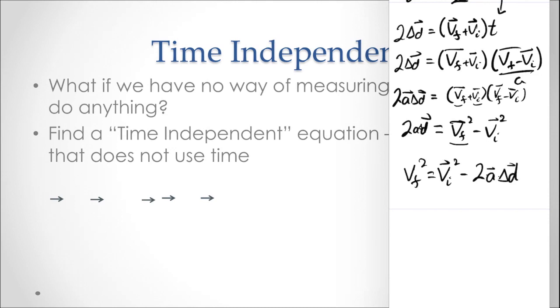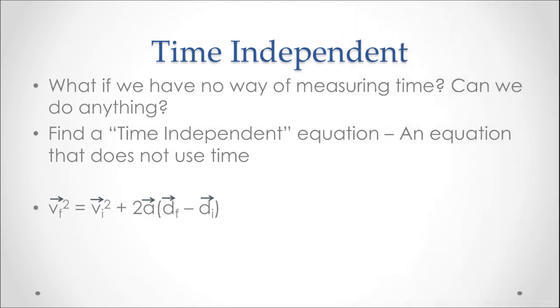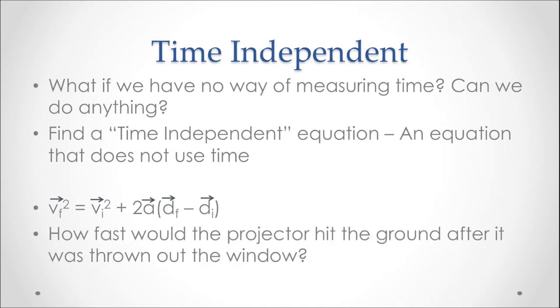Here we have an equation that relates many variables but does not involve time, as shown here again. So this is an equation that is independent of time, which we call the time-independent equation. Vf squared equals Vi squared plus 2A times delta D. For example, assuming you dropped the projector from the 5th floor, and the 5th floor was 15 meters above the ground, how fast would the projector hit the ground after it was thrown out of the window?